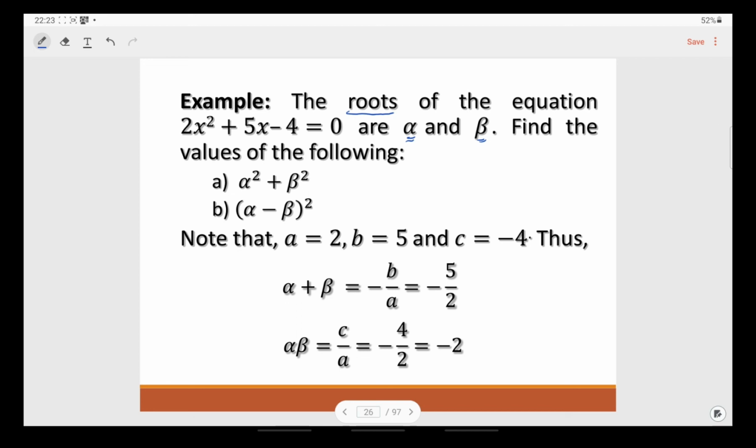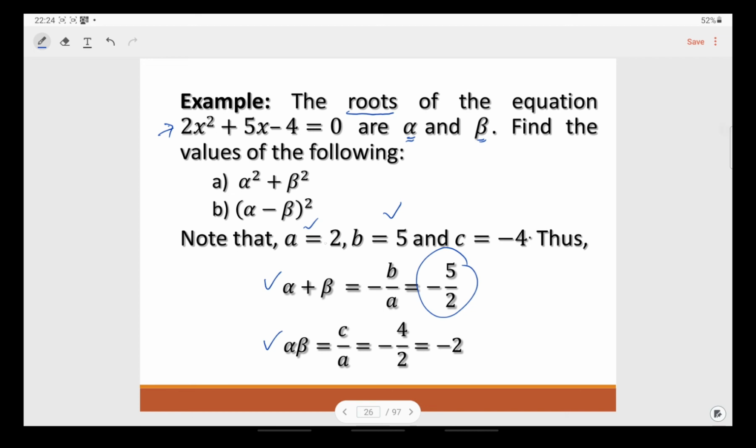Okay, from the given equation, we can identify the three constants: a equal to 2, b equal to 5, and c equal to negative 4. Using these constants, we can compute the sum of roots and the product of roots. Because the sum of roots, what is the formula? The formula is equal to negative b over a. So we have b, we have a, so our sum of roots equal to negative 5 over 2.